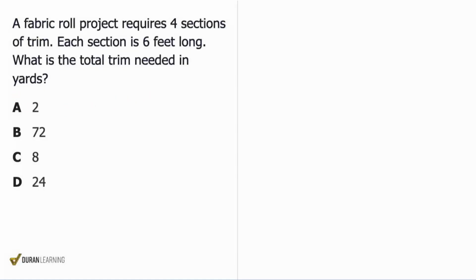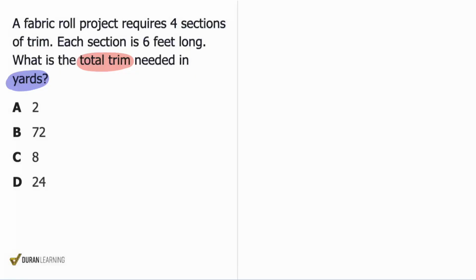All right, everybody. So 2 things I'm going to identify. What we want is the total trim, and what we're looking for it in is in yards. 2 very important things. We're identifying the goal and the format of the goal, the units that we're supposed to present it in. So now that we know this, we want the total trim in yards. Take a look at your information.